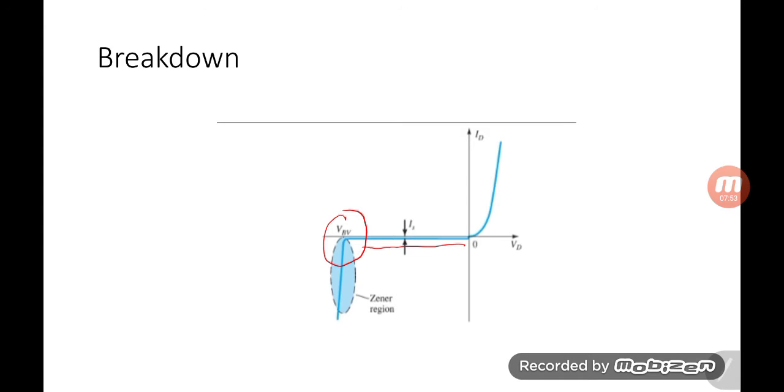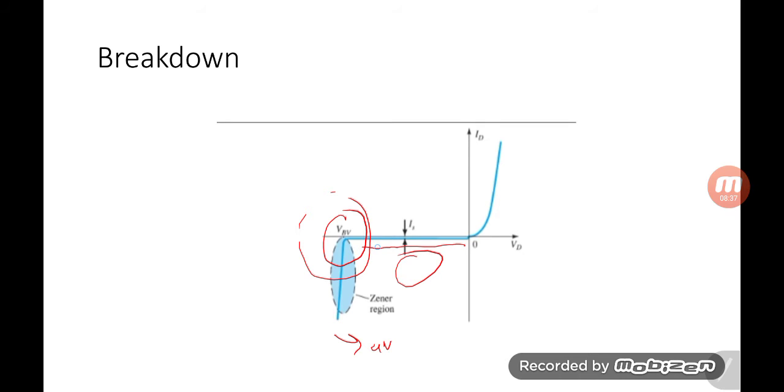If you increase the reverse bias voltage, the associated kinetic energy 1 by 2 mv square of the charge carriers increases, they will collide with other carriers, and release them from the valence band. So the free carriers will be multiplied, a large amount of carriers will be generated, and a large amount of current will flow. This breakdown is called avalanche breakdown.